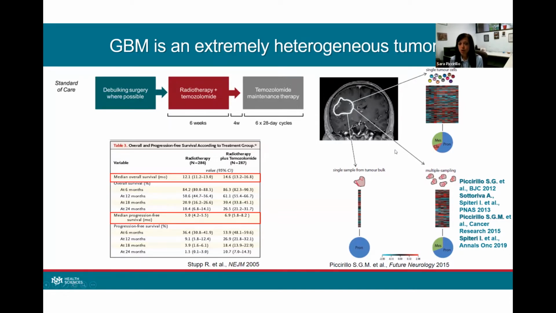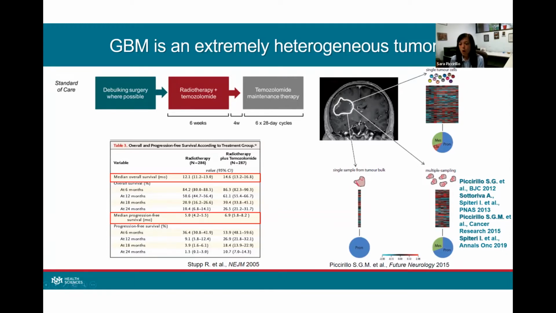Instead, we collected multiple samples from the same tumor in order to dissect intra-tumor heterogeneity. What we found is that there is a coexistence of the different molecular subtypes in the same tumor. As you can see in this example, when we collect 5 samples from the same tumor, some of them are assigned to be mesenchymal and some others are assigned to be proneural. This is a problem, because it suggests that it's very tricky to stratify patients and develop personalized therapy based on molecular subtype, since the subtypes coexist in the same patient.